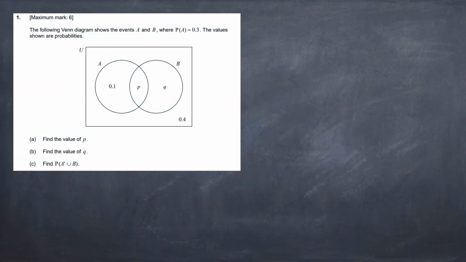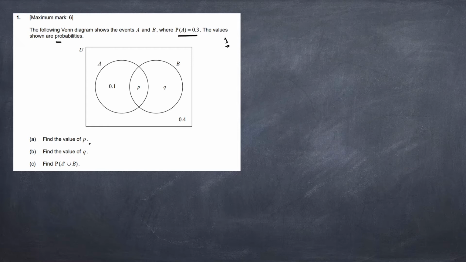So the question is, the following Venn diagram shows the events A and B where P of A is equal to 0.3. The values are shown as probabilities. So all the values are in probability part, so ultimately the complete probability will be 1. This is just for the knowledge. Now find the value of P.